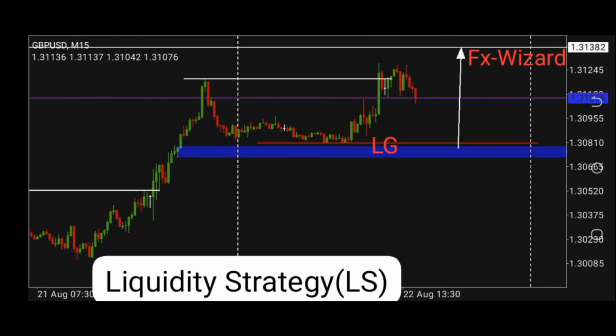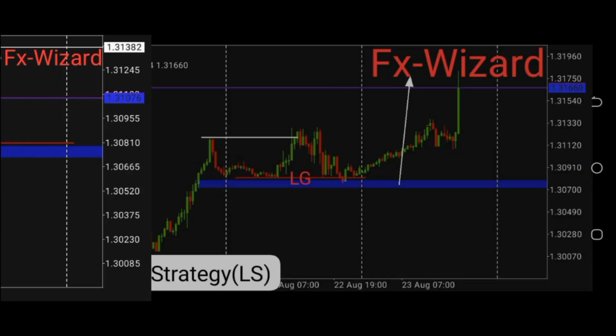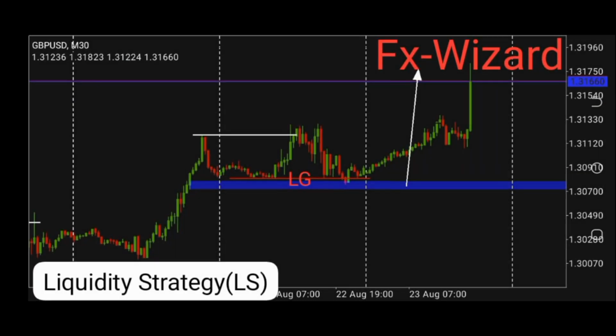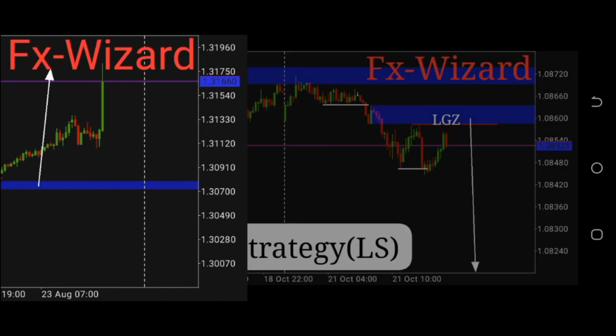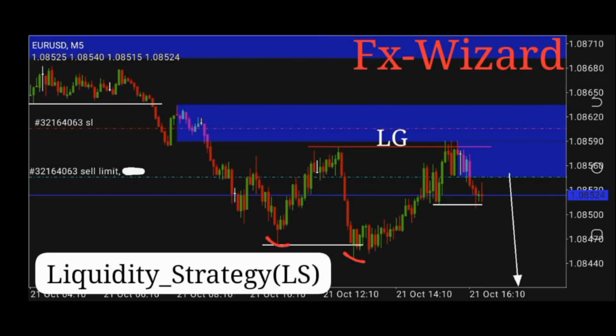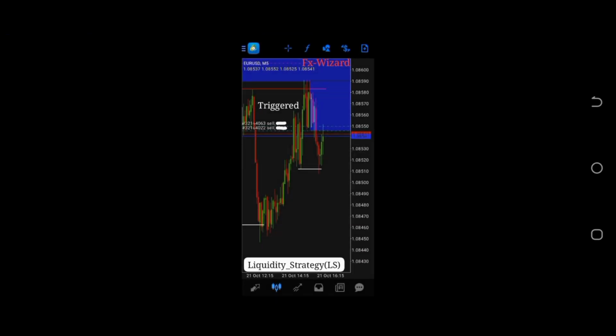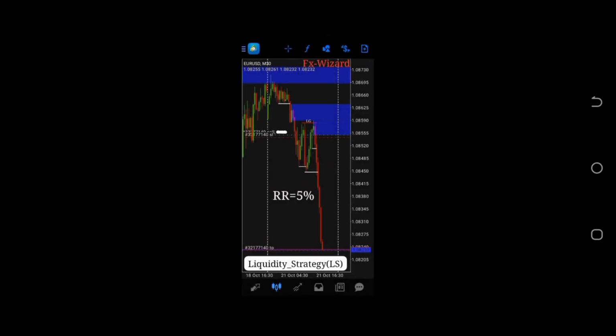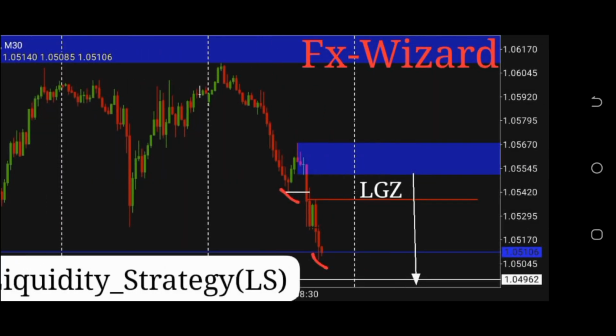Look at it. So as you can see, loss of strength. Look at it. You have strength recovery. All these things happen during a session. You have this loss of strength. You have this micro time frame continuation BMS. Look at it. Market triggered. Then we have this 5% return. We have this loss of strength.